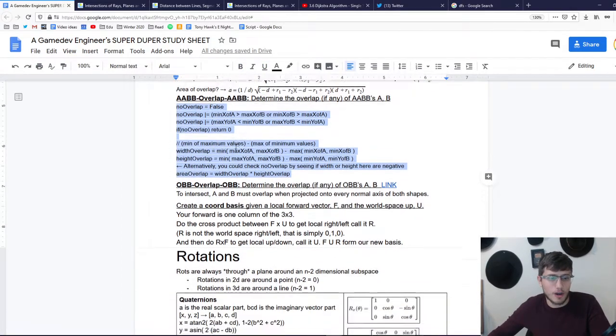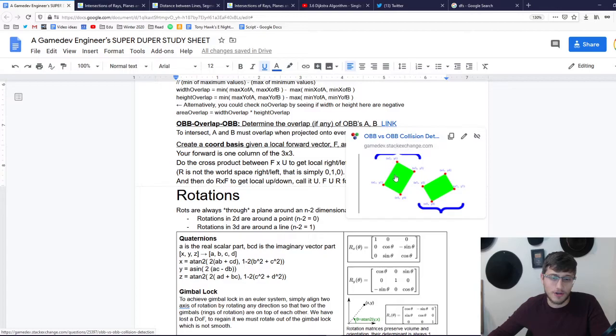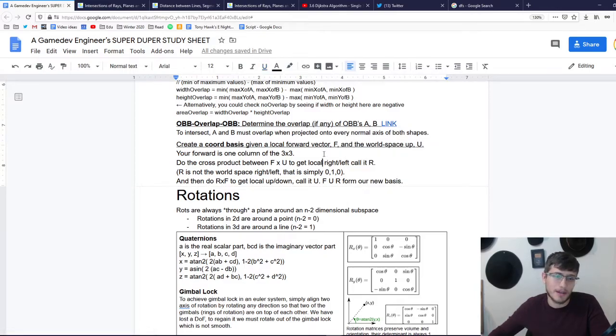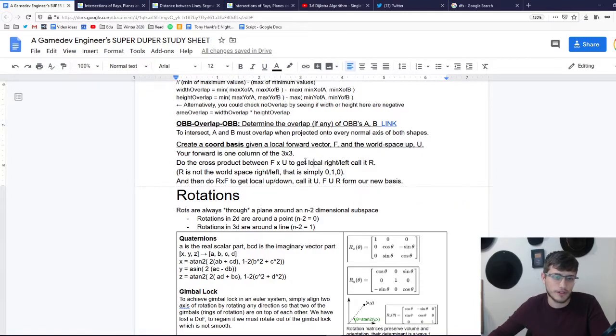The next section is the OBB overlap. Man, I'm getting very tired. And so that is expressed in this link, so they'll go into great detail. Basically, you're projecting a line onto every normal of both shapes. So it's expressed here, but there's some beautiful diagrams in this link in case you're confused.